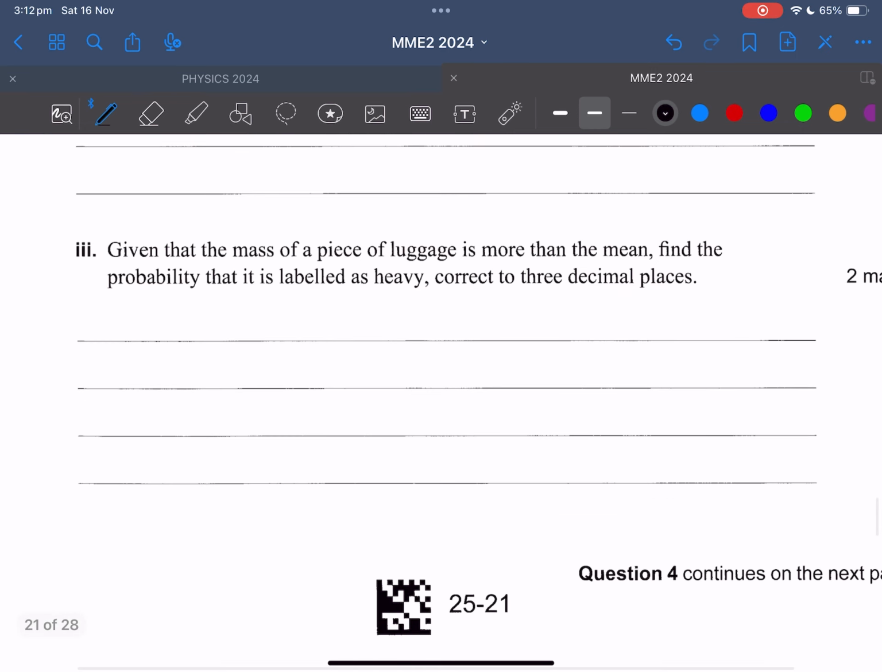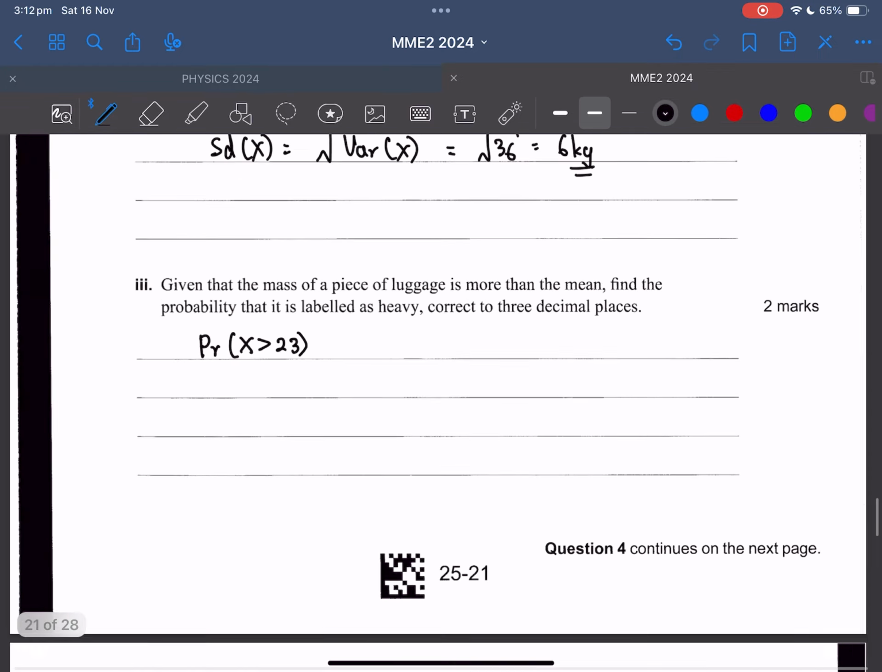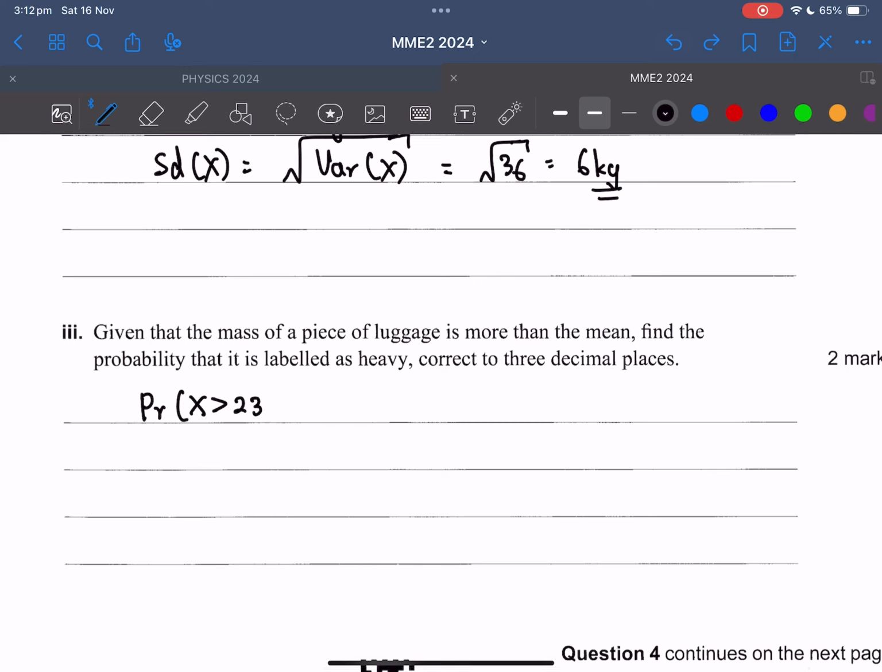Okay, given that the mass of a piece of luggage is more than the mean, find the probability that it is labeled as heavy. So we're basically finding the probability that x is greater than 23. Is it greater? Exceeds, yeah. So given that x is greater than the mean, which was 18, right?